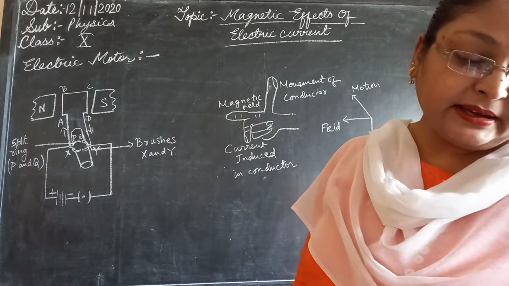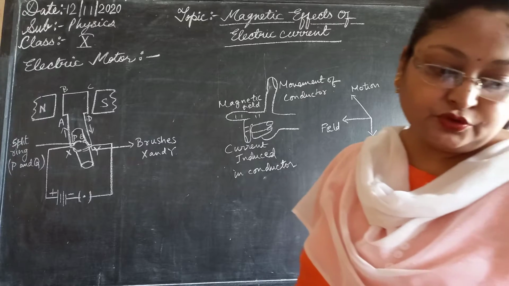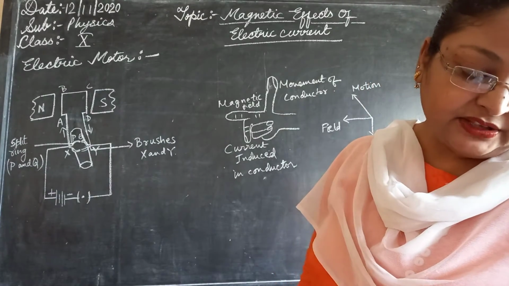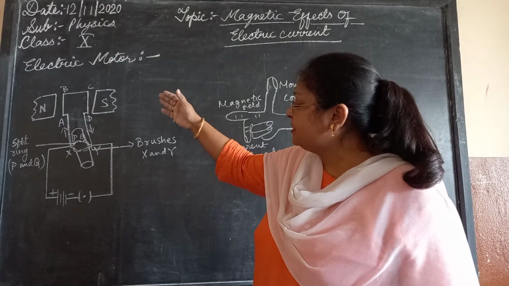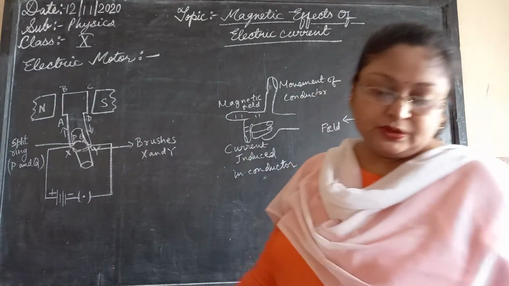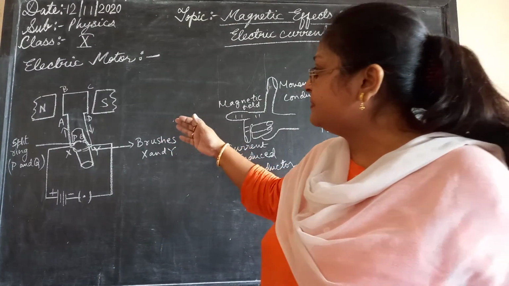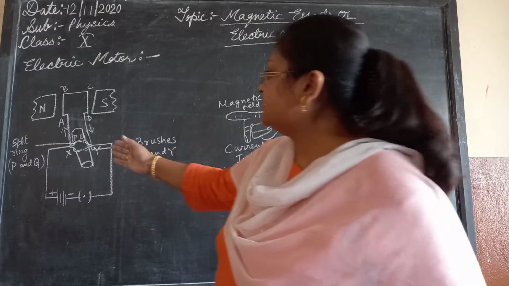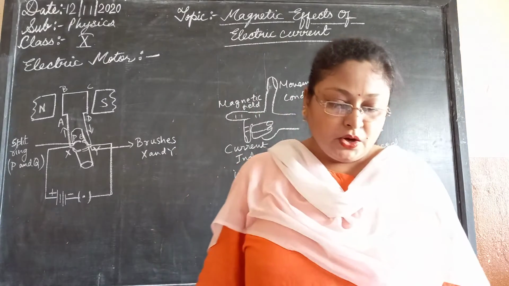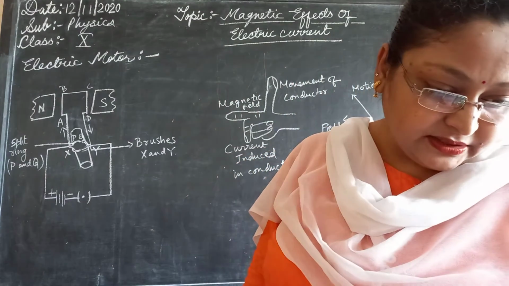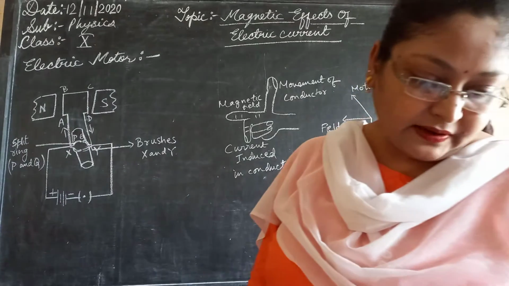For the conductor in the magnetic field, we find the force acting on AB pushes it downwards, while the force acting on the arm CD pushes it upward. So AB will be moving downward and CD will be moving upward. So this side is moving downwards and this side is moving upward. It is moving in the anti-clockwise direction, not in the clockwise direction.